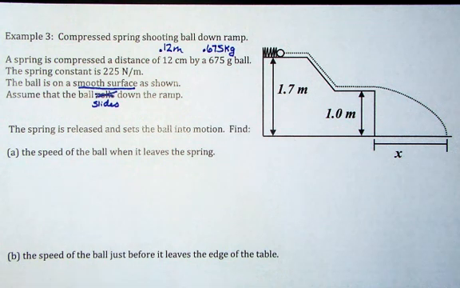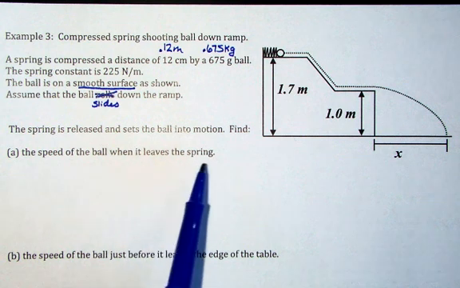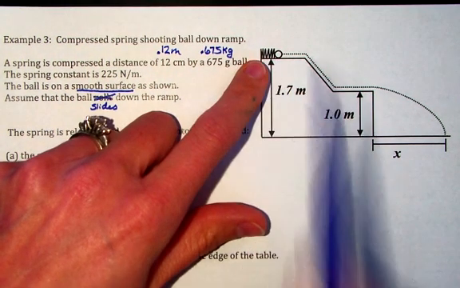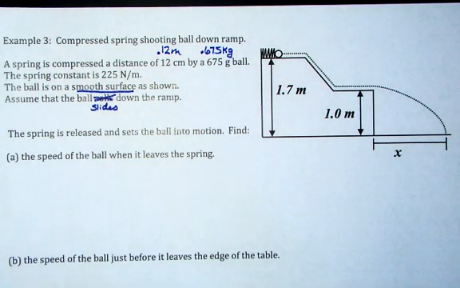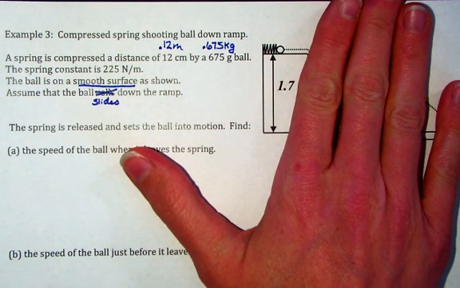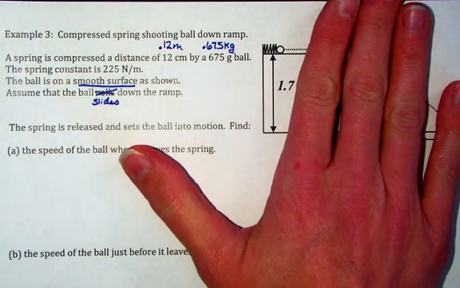All right, so the first thing we want to find is the speed of the ball when it leaves the spring. So what's going to happen is the spring gets released, and it's going to set the ball in motion, right? So once the ball is not touching the spring, the ball's in motion, is the ball going to speed up? No. Why not? So from here to here, is the speed going to change? No. In order for speed to change, what has to happen? We need an applied force.